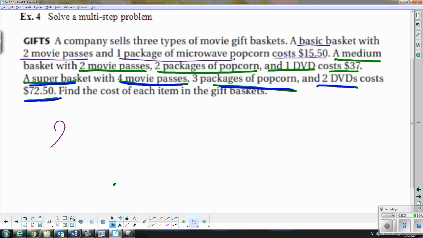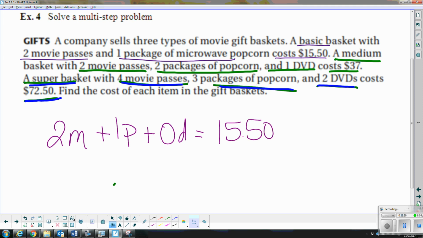Okay, so the purple one, it has 2 movie passes. It has 1 popcorn. And it has 0 DVDs. And that costs $15.50. Okay, our second one, our green one, the information I underlined in green is the medium basket. It has 2 movie passes. It has 2 packages of popcorn. And it has 1 DVD. And that costs $37.